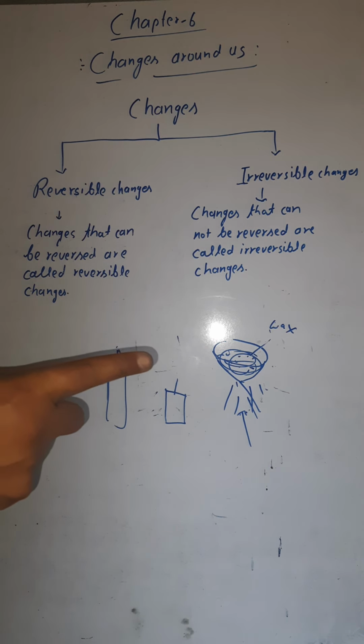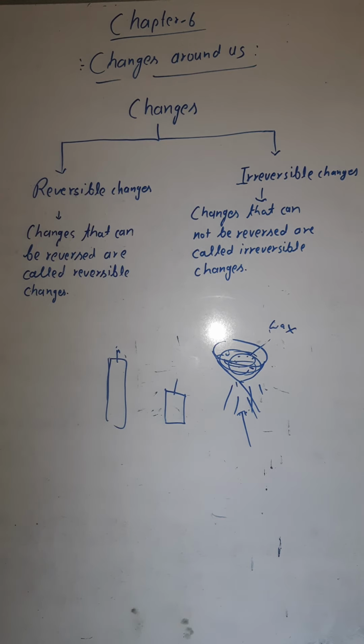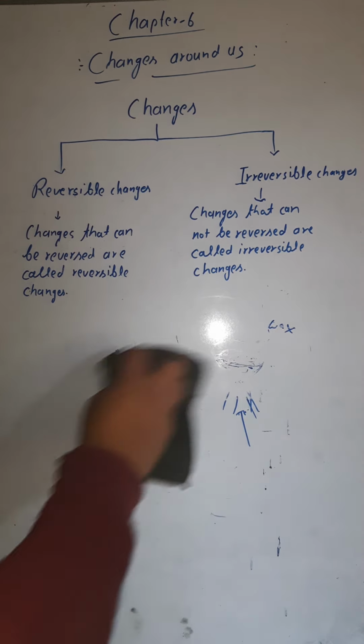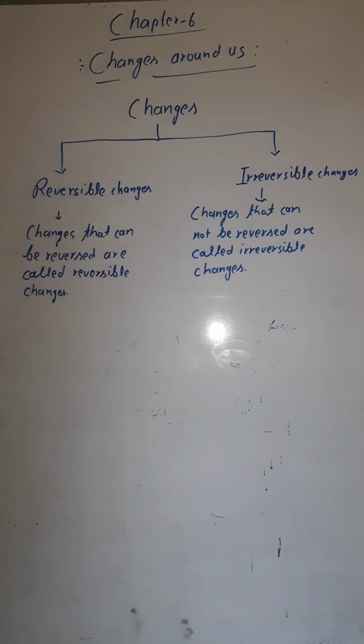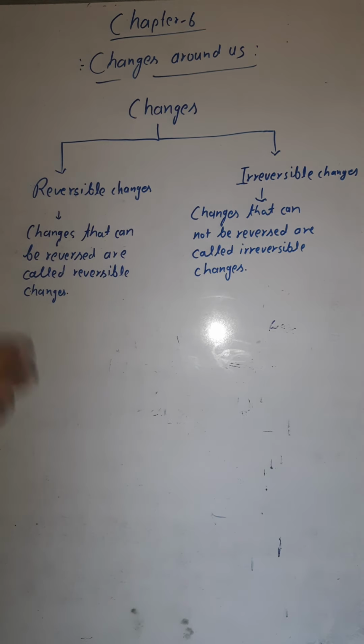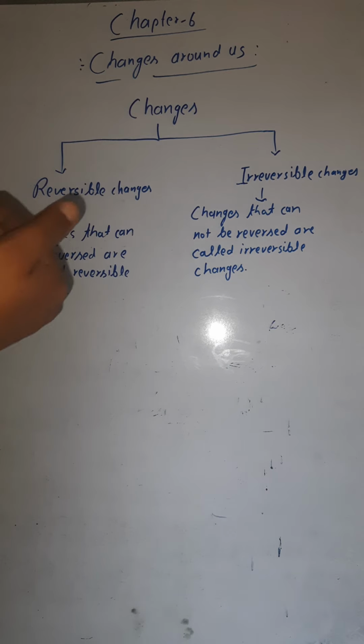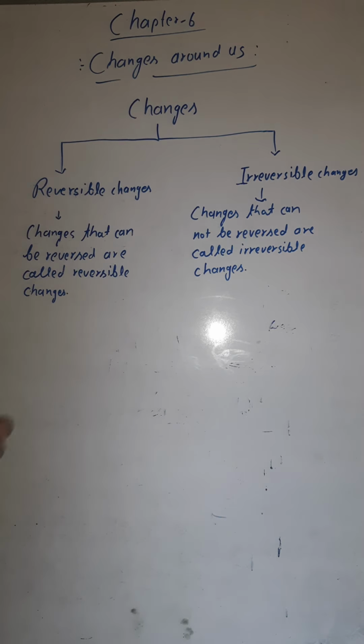Are you getting this? Suppose you switch on and switch off the fan. So this is an example of, tell me which one. Yes, reversible. You switch on the fan, it will start rotating. Once you switch it off, it will stop. So this becomes an example of reversible change. Okay, very good. Just note it down.